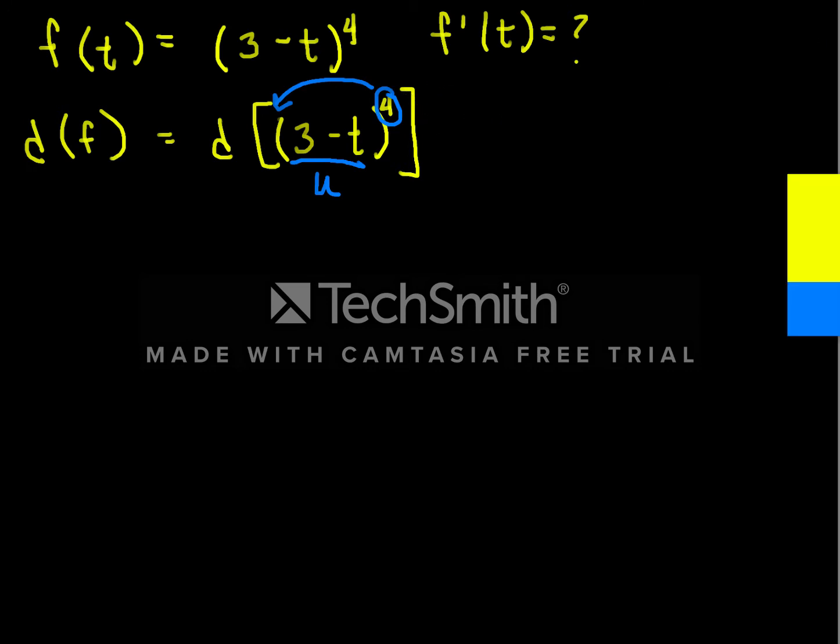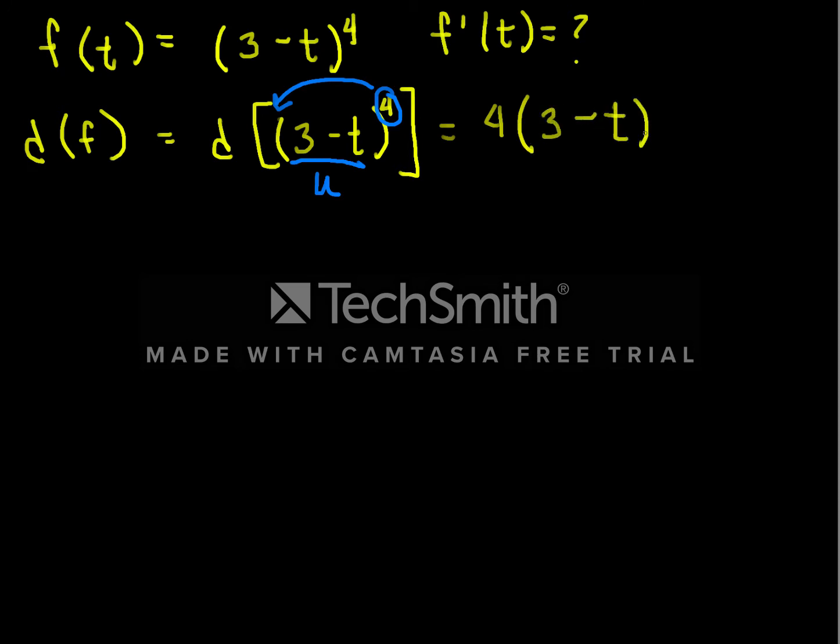So I can write that as 4 times 3 minus t cubed. Now I can't forget my differential. So the differential moves through, doing its operation on the power rule, but I still need to take the differential of that inner function. Now, here I've got just the sum and difference rule, right? The d will distribute across addition and subtraction.